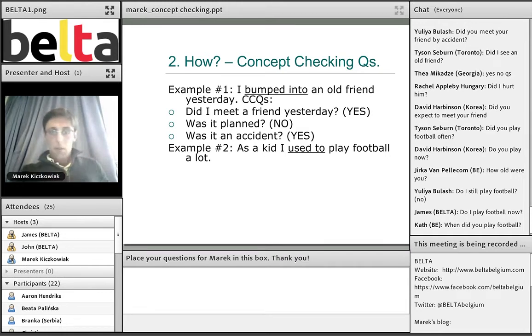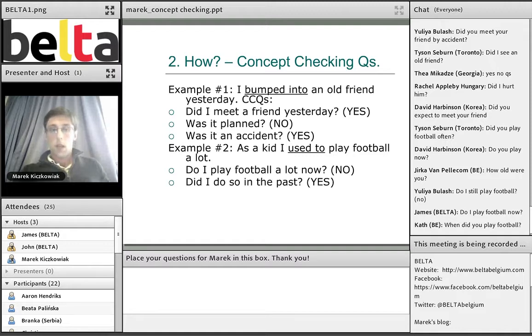Okay, you've all had some pretty good ideas here. This is what I suggested. Do I play football a lot now? No. Did I do so in the past? Yes. Was it a repeated or once only action? It was a repeated action.